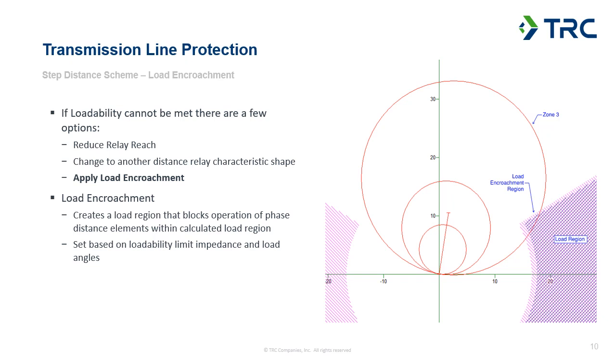And what this does is it makes it so anywhere, if you have an impedance that falls within the pink shaded region or dashed region, even if it falls within the zone 3 characteristic or any of the other distance element characteristics, it will be blocked from operating. The logic within the relay will prevent a trip from happening within those areas.